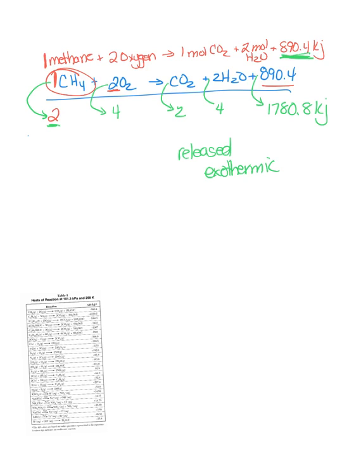How much heat is released when 2 moles of methane are combusted? Combust just means it's a combustion reaction, right? So 2 moles of methane, we double everything. If they said a half of a mole of methane, so instead of having 1, we had a half, then everything would have to be divided in half. And same thing with the 890.4 would have to be divided in half.